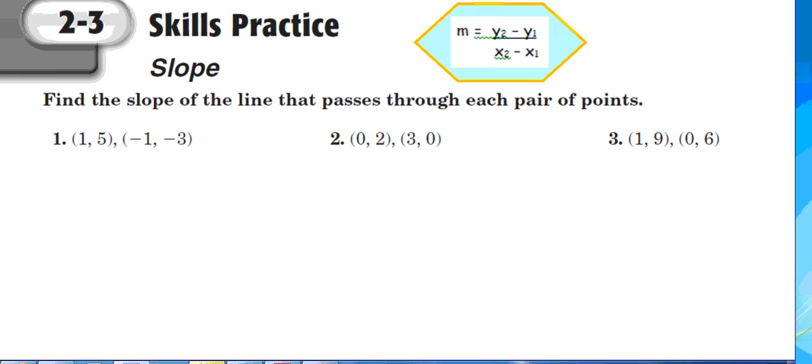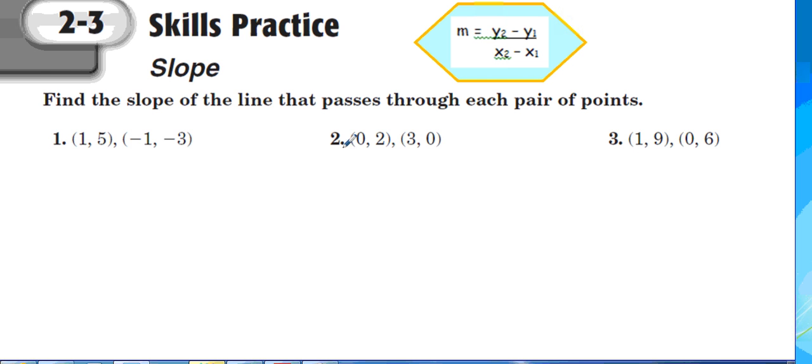Next up, we're going to talk about how you can use the slope formula to find the slope between 2 points if you do not know what the graph of the line looks like. So we're going to talk about the formula that you see up at the top here: m, which is our abbreviation for slope, equals y2 minus y1 over x2 minus x1, as a method for finding the slope between 2 points.